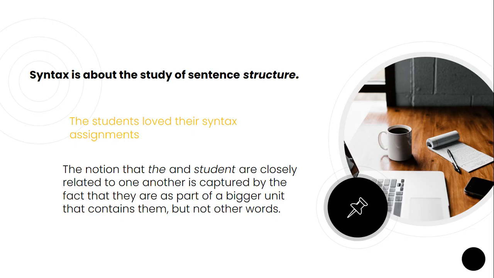The first one is, what is the definition of syntax? Syntax is the study of sentence structure. For example, the student loved their syntax assignment. The notion that the and student are closely related to one another is captured by the fact that they are grouped as part of a bigger unit that contains them, but not other words.